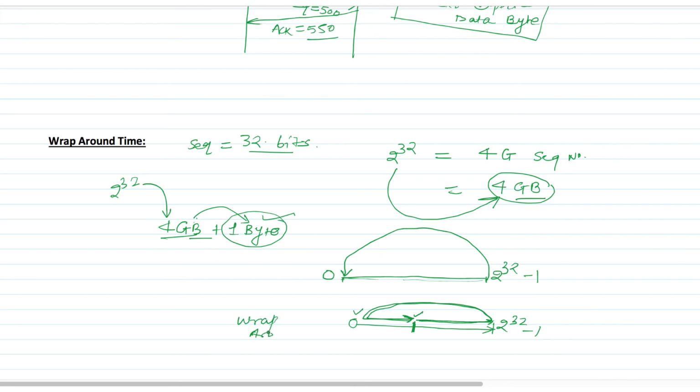Wraparound. And the time in which we reuse our sequence numbers is called wraparound time. That means the time to consume all these sequence numbers in order to reuse them is called wraparound time. Wraparound time basically depends on the bandwidth. The more bandwidth you have, the more bytes you transmit in a second, and the more sequence numbers you use in a second. So wraparound time depends on the bandwidth.